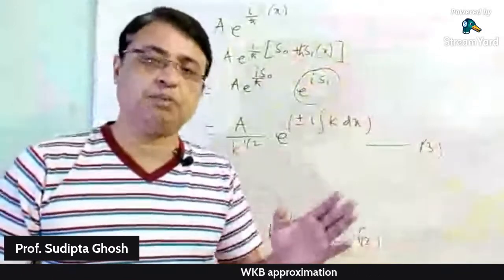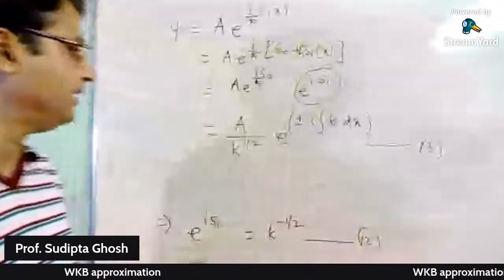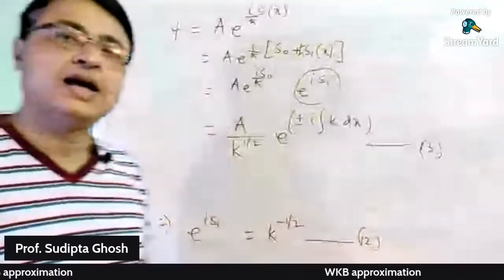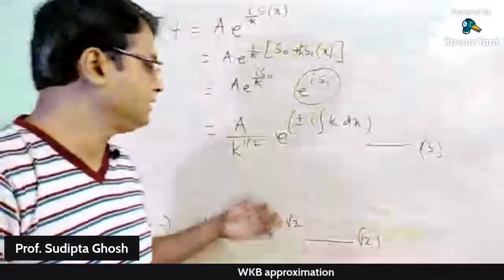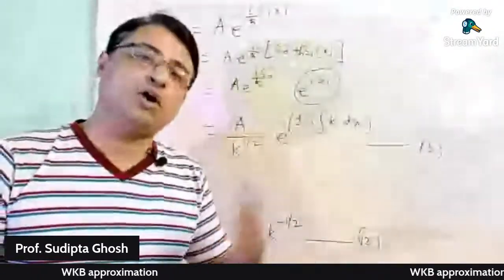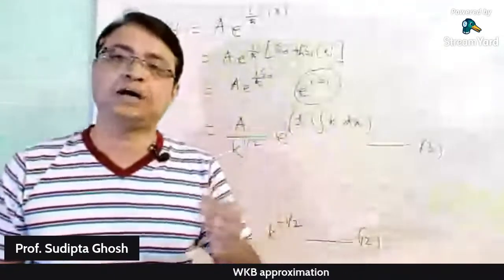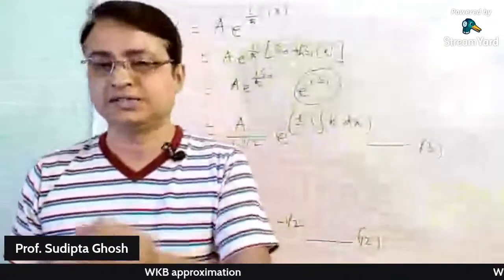Do you get my point? From equation 13, A and k, as you know, are constants, but the value of k, I have already taken as k squared equals 2m by h-cut squared times E minus V(x).